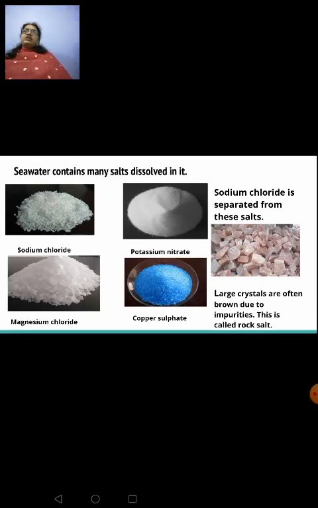The chemical name for it is sodium chloride. It's obtained from the sea water by the process of evaporation. The sea water not only contains sodium chloride, it has various other salts like potassium nitrate and magnesium chloride. There are many salts found in that. So I've given samples of a few salts here. Now sodium chloride is separated out from the combination of so many salts available in the sea water.